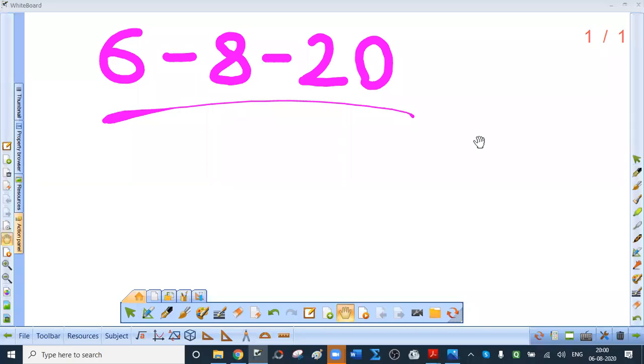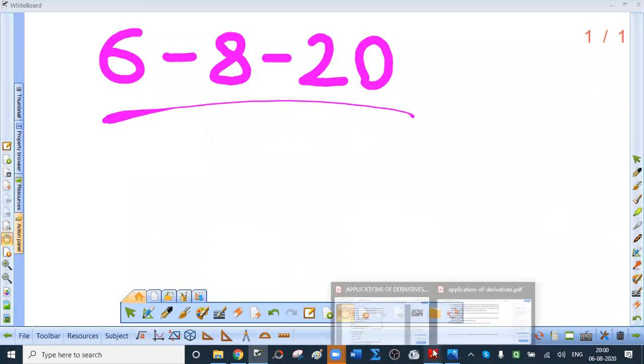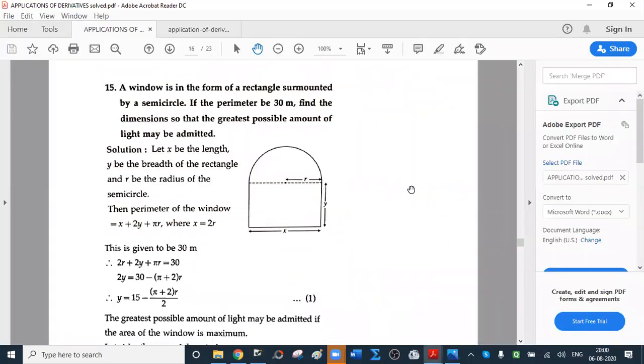Good evening, everybody. We are supposed to solve sum number 12, but in the beginning, we discuss sum number 15. After that, we will solve 12, 13, 14. Now, sum number 15, this is a good one. A window is in the form of a rectangle surmounted by a semicircle. If the perimeter be 30 meter, find the dimensions so that greatest possible amount of light may be admitted.